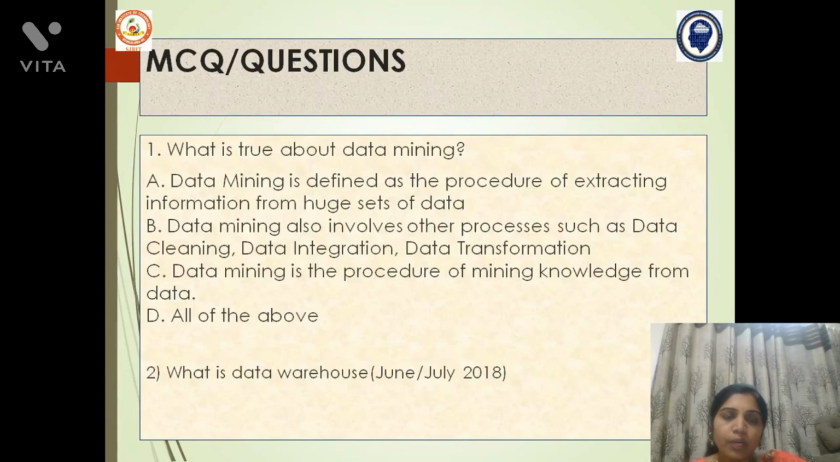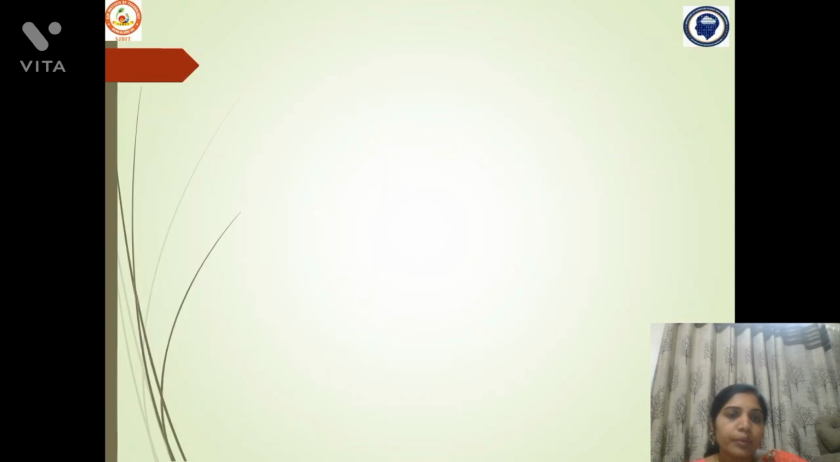What is true about data mining? Data mining is defined as the procedure for extracting information from a huge set of data. Data mining also involves other processes such as data cleaning, data integration, and data transformation. Data mining is the process of mining knowledge from the data, and all of the above. What's the answer? Here it is: all of the above.